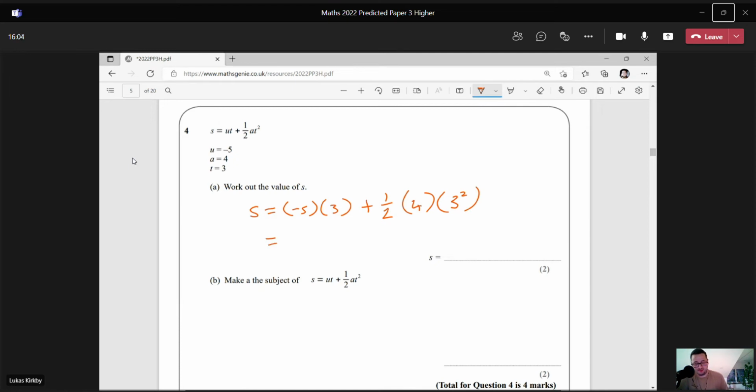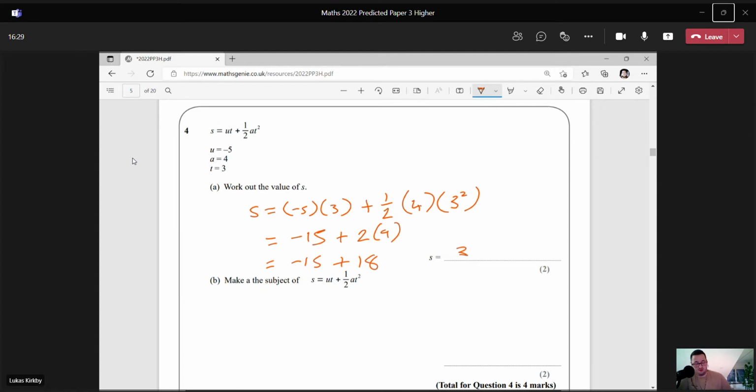Okay, and then we can simplify this out. So minus 5 times 3 is minus 15. And we've got plus half of 4 is 2, and 3 squared is 9. So this is going to be minus 15 plus 2 times 9 is 18, and minus 15 plus 18 is 3. Okay, you could just shove this top thing into a calculator and it should also give you the answer 3.